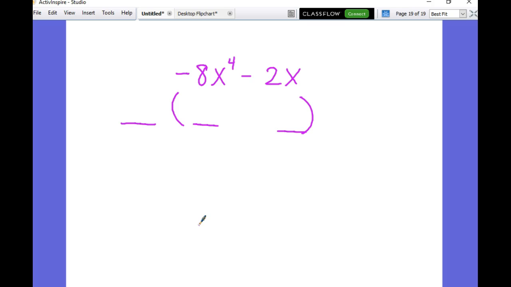Let's try Augustine. What's the biggest number we can divide out of 8 and 2? 2, right? So we could take a 2 out. Now, anytime the number in the front's negative, let's just make it a negative. So we're going to divide out a negative 2. So I'm going to divide both of these by a negative 2. What would go here, you guys? Negative 4 positive. And what's negative 2 divided by negative 2 going to be?